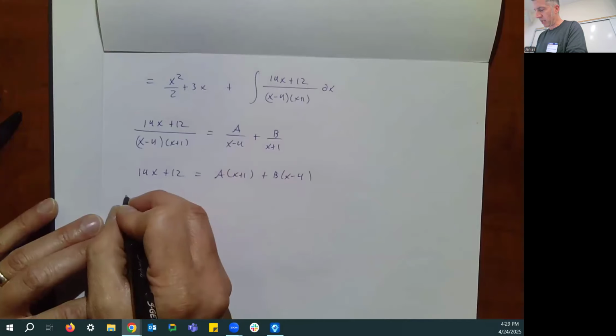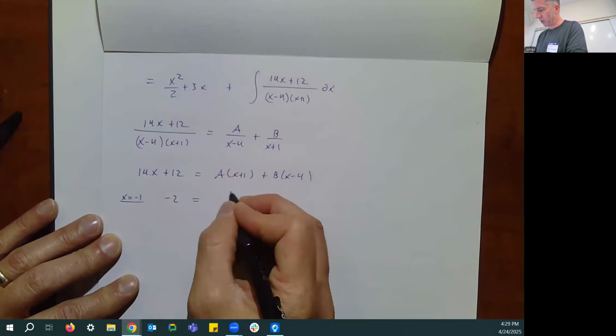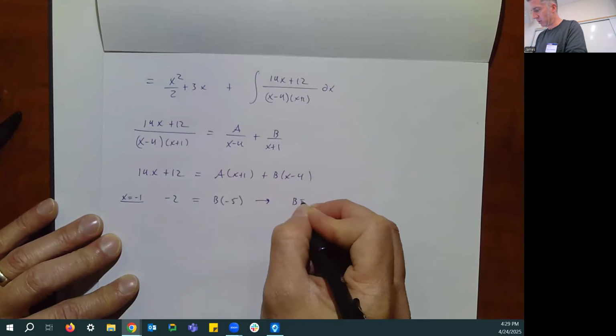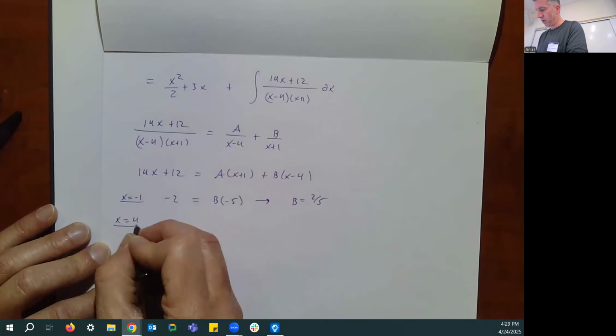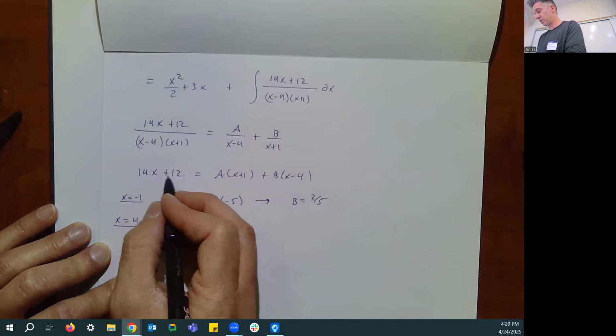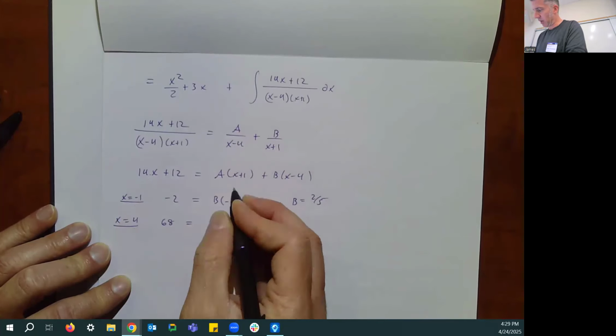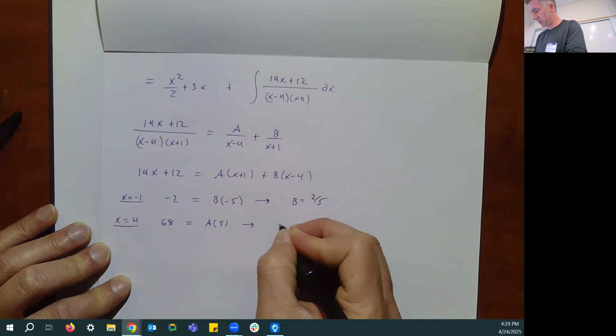Set x equal to negative 1. You get negative 14 plus 12 equal to A times 0 plus B times negative 5. So you get B equal to 2/5. Set x equal to positive 4, you get 56 plus 12 is 68, equal to A times 5. So A is going to equal 68 over 5.